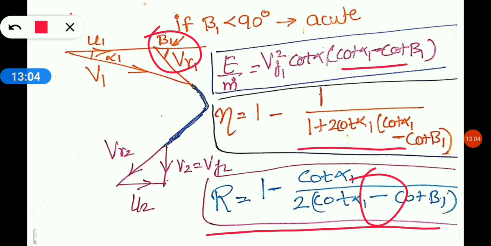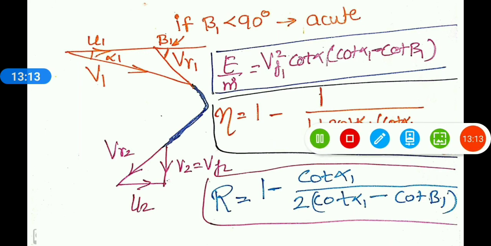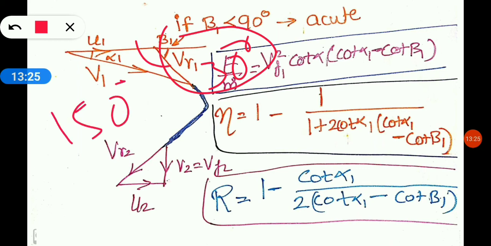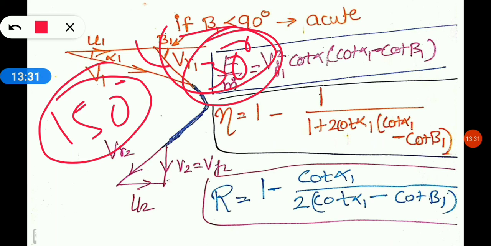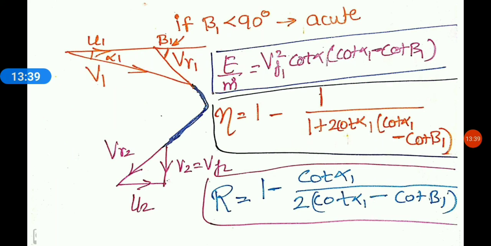So you can take any beta, whether you take obtuse or acute. For example, suppose you have here 30 degree, then here it would be 150 degree. Fine. So you have to put the value of respective angles and respective formulas. If you are taking acute angle, then you have to use these formulas. And if you are taking obtuse angle, then instead of minus you have to use plus. Fine. Result will be same. You will be getting same value of energy, same value of efficiency, same value of degree of reaction.